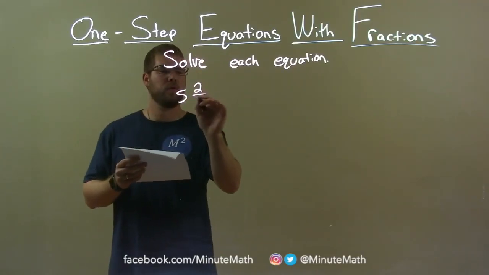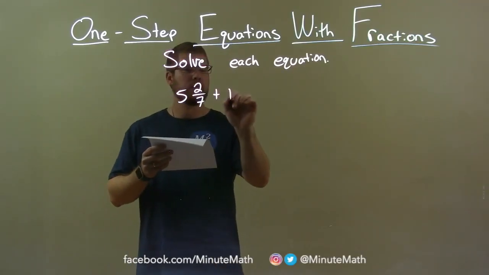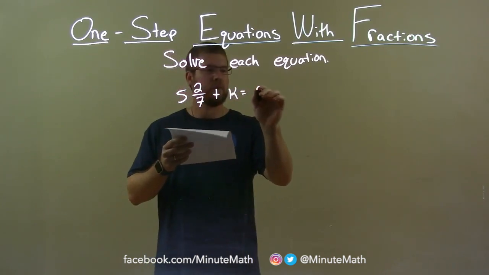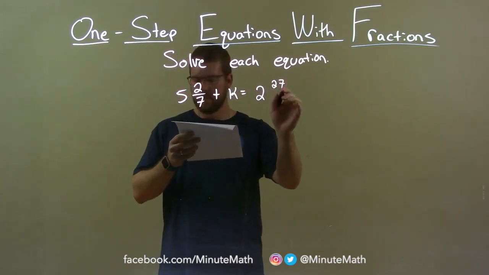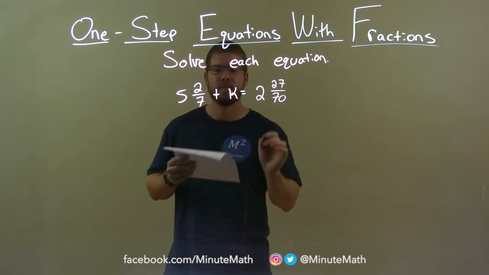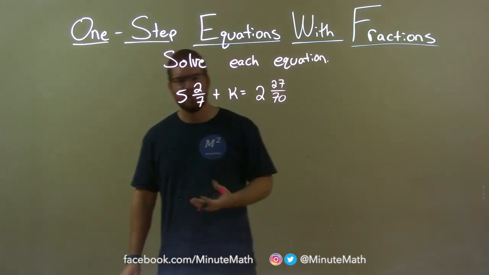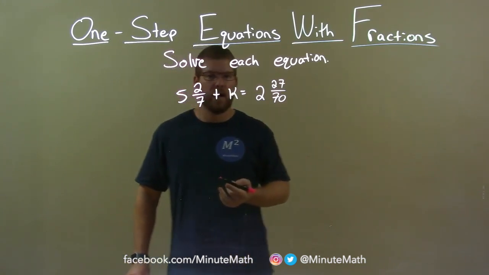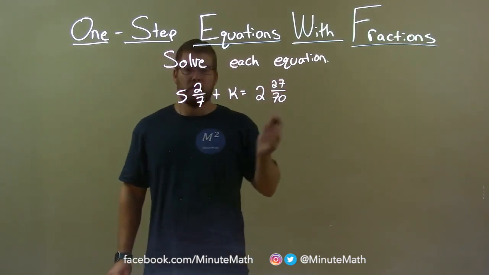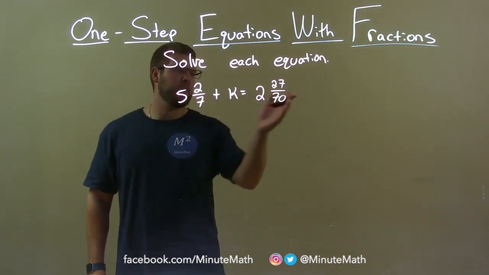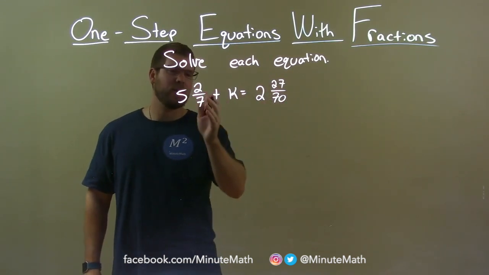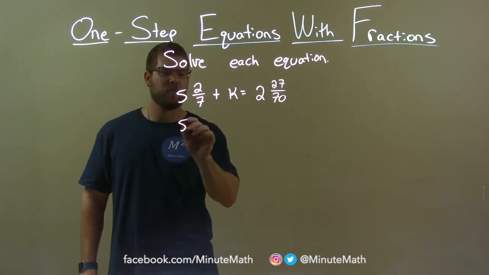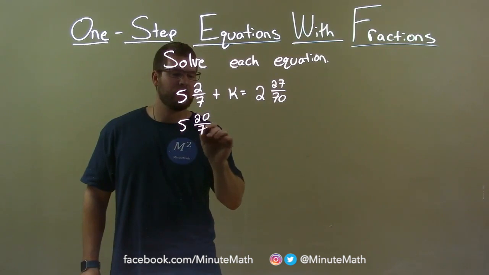5 and 2 over 7 plus k equals 2 and 27 over 70. Well, one of the first things I like to do when I solve this, right, I know I'm going to have to subtract 5 and 2/7 from both sides. Well, to have the same denominator, 5 and 2/7, right, we want to have 70, so I can multiply this fraction by 10. So that's 5 and 20 over 70, same thing.